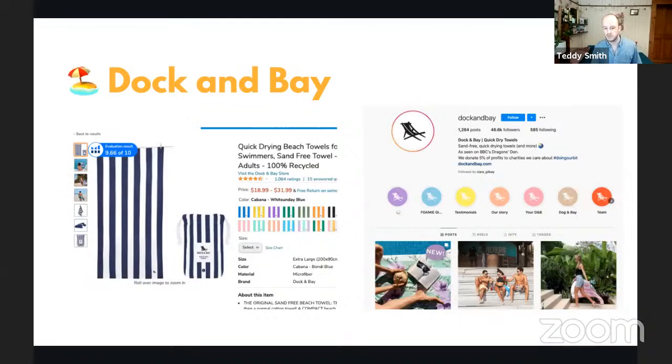But how do you use this strategy? Well, let's look at a case study. So Dock and Bay, you've probably heard of this company, but they're a towel company and they're based in London. They were on Dragon's Den a few years ago, and they got some investment by Deborah Meaden. And coincidentally, I was actually on a stag do with one of the founders, Andy, in Lisbon last year. So I was able to chat to him about his business.